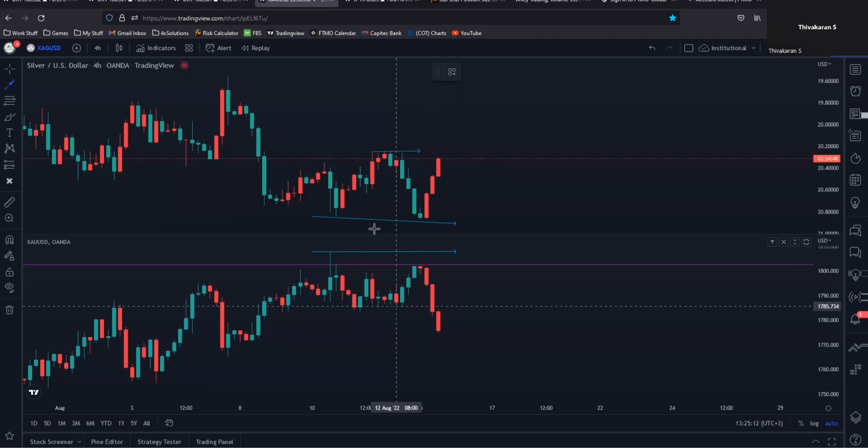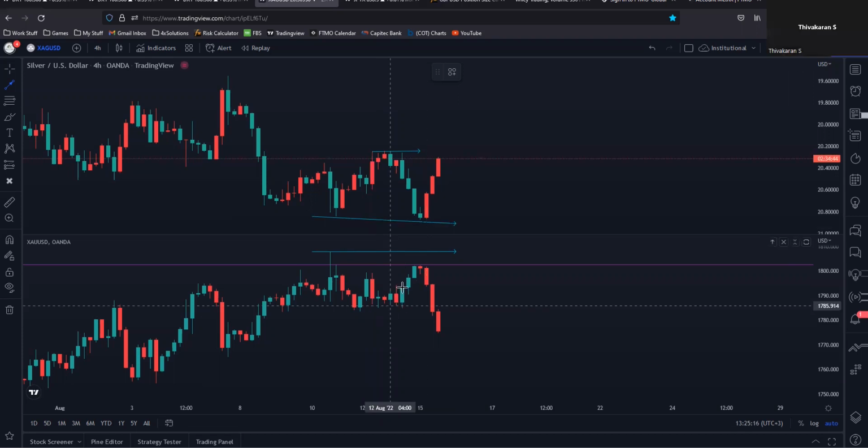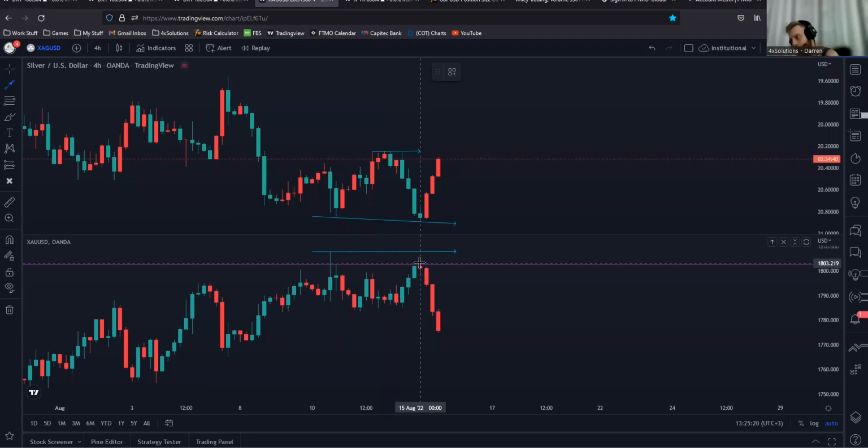But do you see something though, Sivakran? Like for example, here this would have been some kind of mitigation, right? Because this was a failure swing. Okay, but before that mitigation occurred, SMT occurred, right?